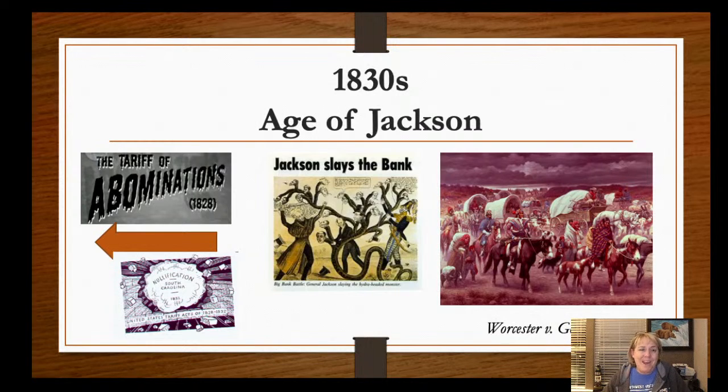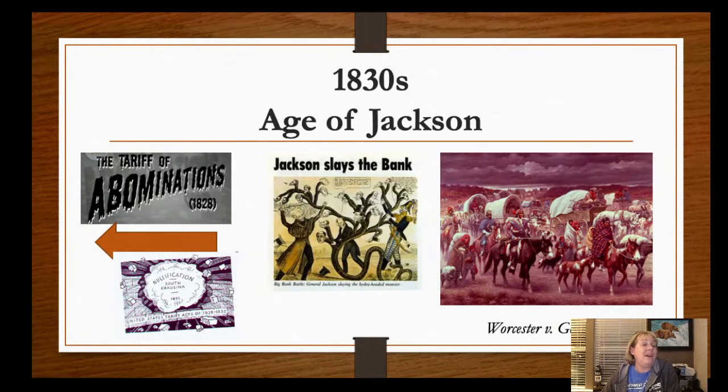So, when the Force Bill was passed, when he threatened to take the army down there, that's when our old buddy Henry Clay says, wait, guys, I got an idea. Let's compromise. Let's just lower the tariff. And so that's what they did. They did this compromise tariff, I think it was in 1832, that lowered the rate and basically got us out of this nullification crisis.